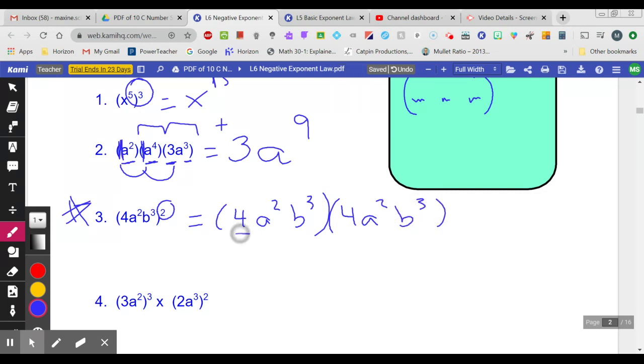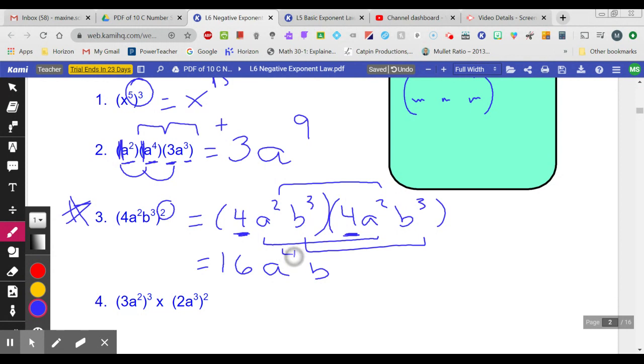So now I've got my coefficient times by my coefficient. So 4 times 4 is 16. Now I'm going to use my exponent laws. So a times a, b times b, 2 plus 2, 3 plus 3. So it is 16, a to the 4th, b to the 6th. Okay, so that's the first option you could do for that question.